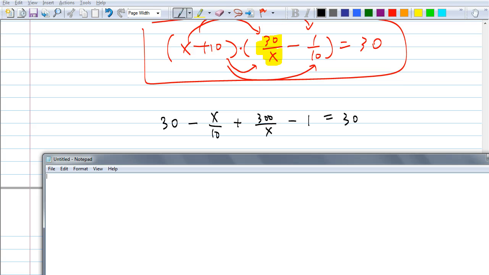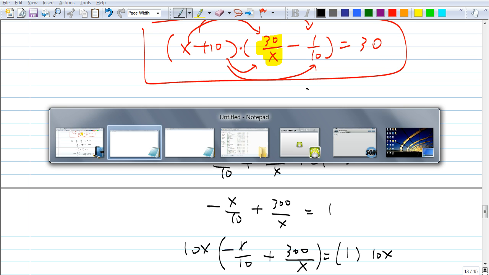Okay, here we go. Let me show you. Did you all get 30 minus x over 10 plus 300 over x minus 1 equals 30? Okay. Now, what should we do to both sides, class? Yeah, you could simplify first. I could just multiply both sides by the LCD, but I guess it's better to simplify. Go ahead, everybody simplify and see what you get.